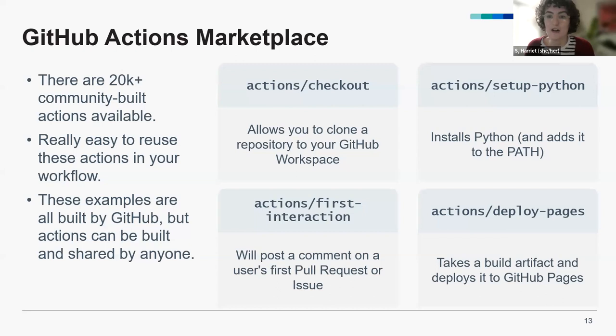And this is an example of the kinds of actions that you might find on that marketplace. There are over 20,000. I wouldn't recommend just browsing because there are so many, and it can be quite difficult to understand what each one is doing just from looking through like that. But if you are convinced that what you're trying to do is something that millions of other people have tried to do, you can search quite easily for that, and you might find something of interest. They're really easy to use in your workflow. Again, Joe will show you that in a second.